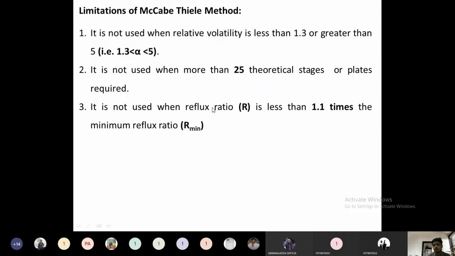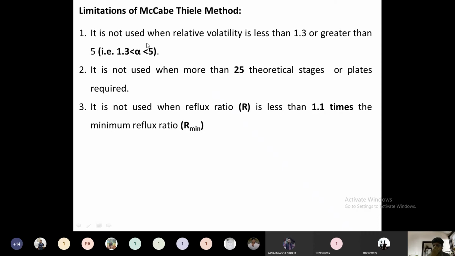Then what are the limitations of this McCabe-Thiele method? We already said there are 3 types of methods to evaluate the number of plates. One is the McCabe-Thiele method, the second is the Lewis-Sorel method, and the third is the Ponchon-Savarit method. Out of these, only the McCabe-Thiele method is in your syllabus. But because of these limitations, people go to more advanced methods like the Lewis-Sorel method or the Ponchon-Savarit method. They are very hard methods. The Ponchon-Savarit method is very hard, so you don't have it in the syllabus.